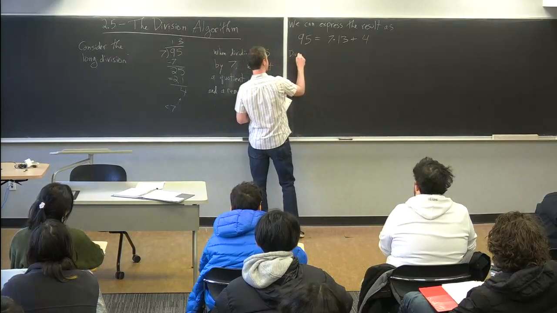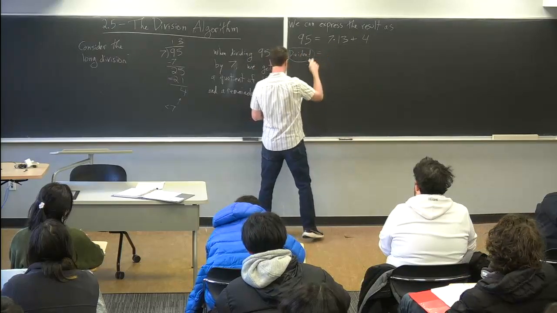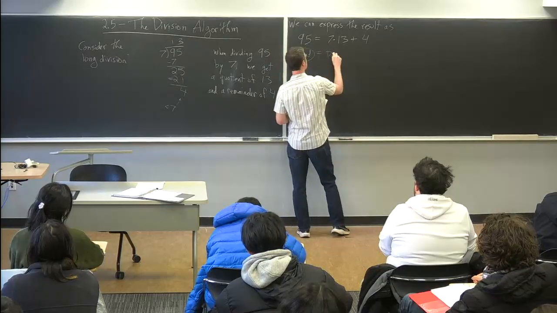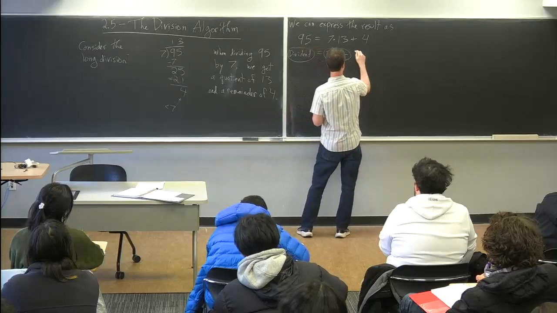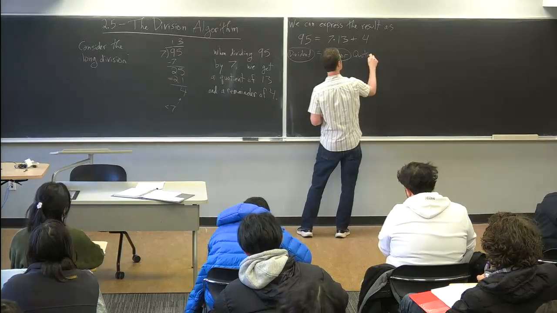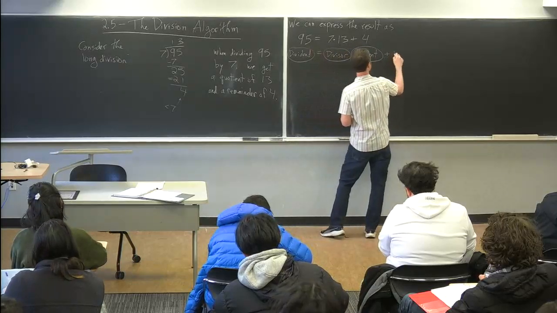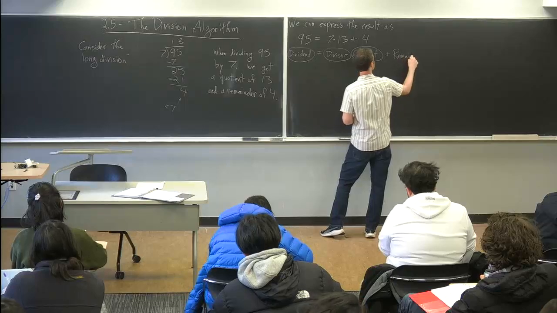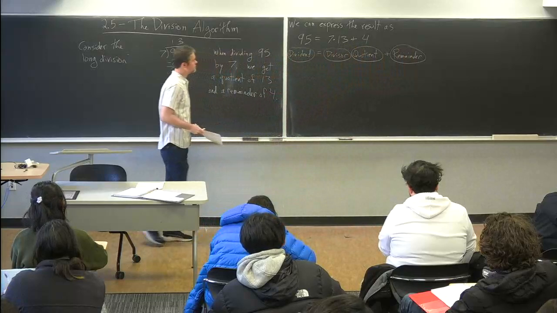This number here is the dividend, the thing you're dividing into. And what we have over here is the divisor. That's the 7, times the quotient, which is the 13, plus the remainder, which is the 4. Okay.